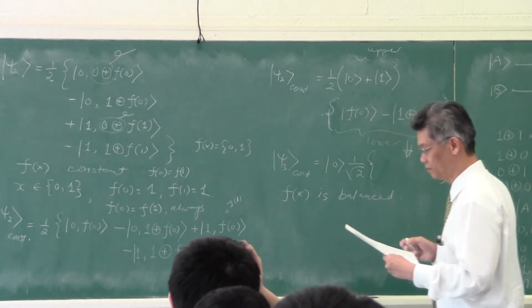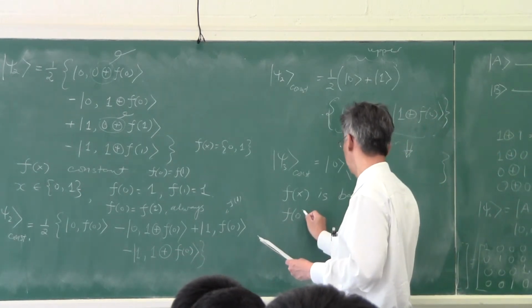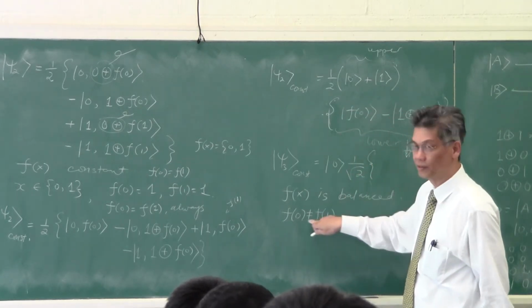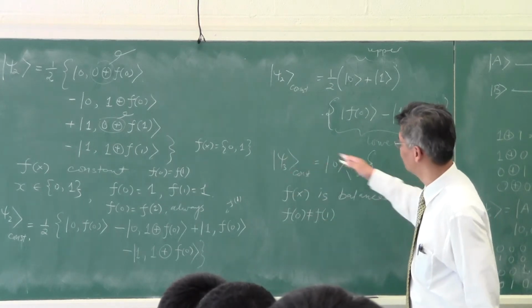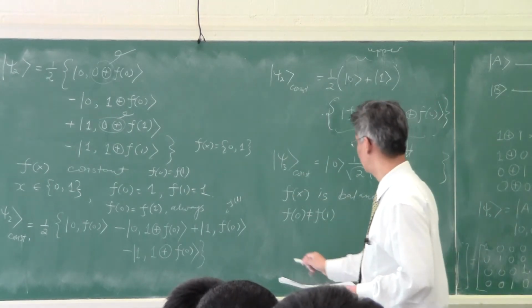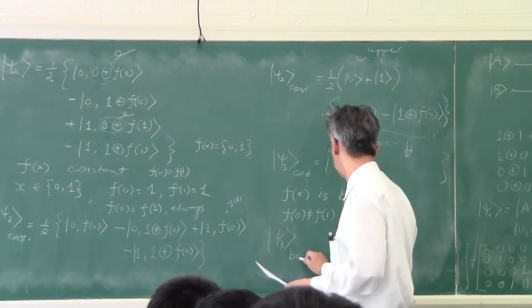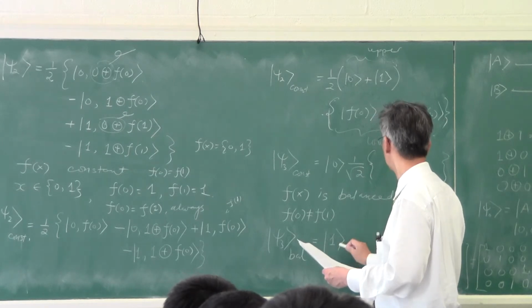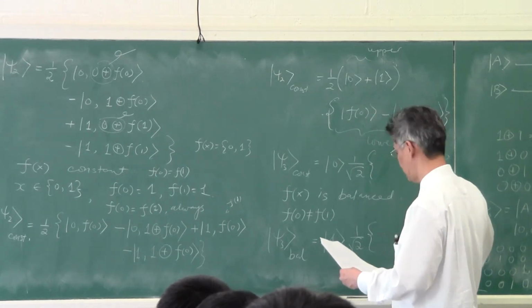f of x is balanced means that f of 0 is always equal to not f of 1. When this is 1, this is 0. When this is 0, this is 1. That is what it means. And you go through the same operation again, you find that psi 3 balanced is equal to 1 over root 2. The same state goes in here.